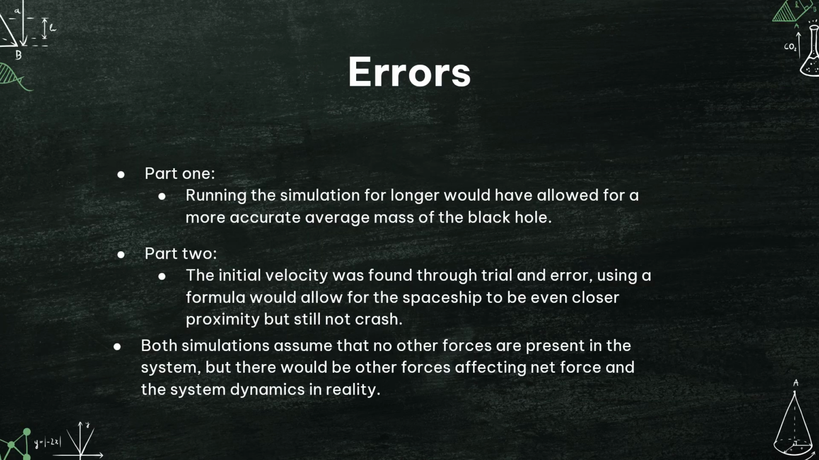For part 1, errors include that running the simulation for longer would have allowed for a more accurate average mass of the black hole, so the mass found may have been slightly inaccurate. For part 2, the initial velocity was found through trial and error, and using a formula instead would allow for the spaceship to be even closer in proximity to the black hole, but still not crash into anything. And then both simulations assume that there are no other forces present in the system, but in reality there would be other forces that affect net force and the system dynamics.